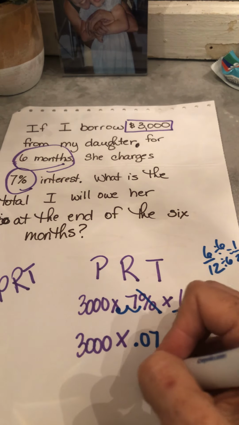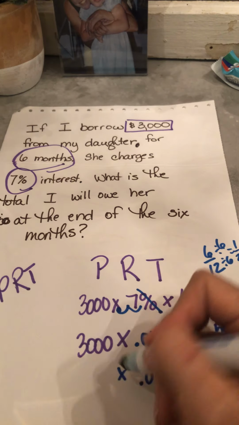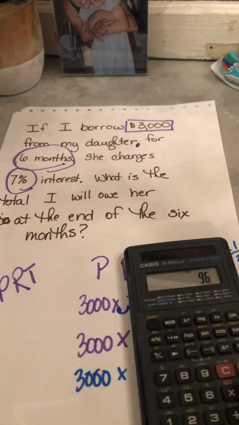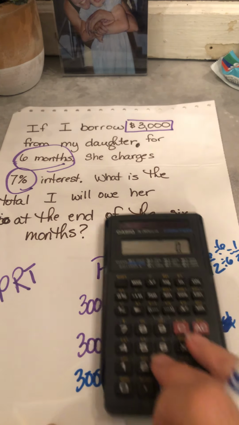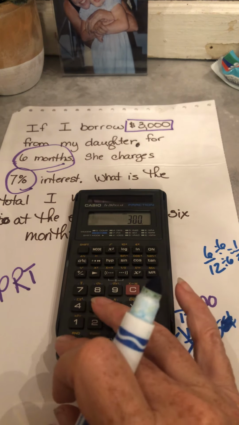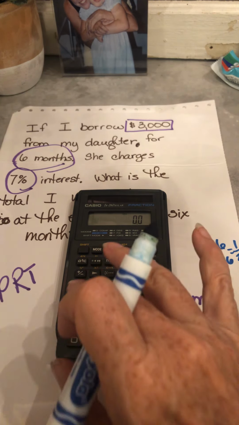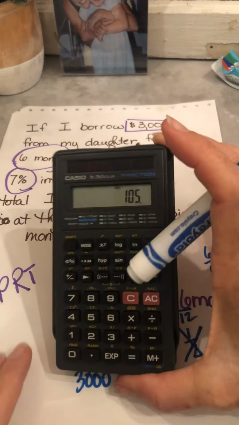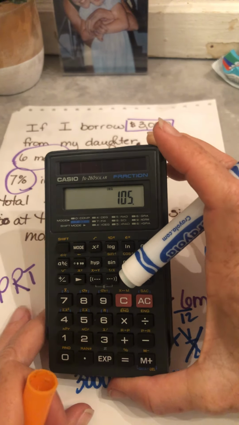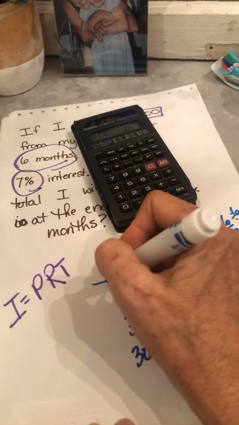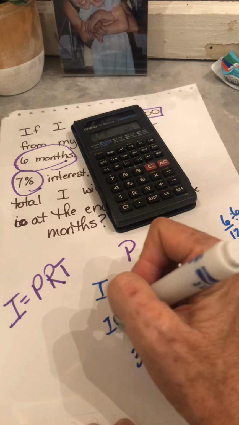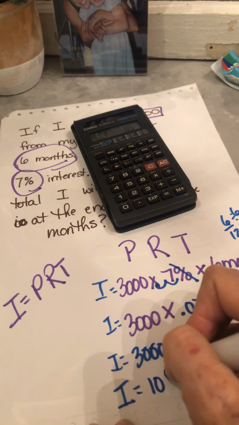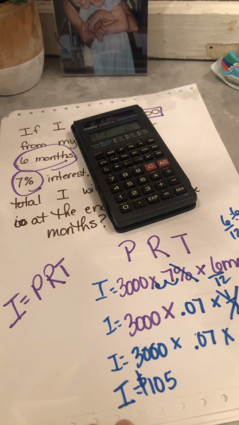So let's now go in our calculator and take the $3,000 principal, the amount that I'm going to borrow, times it by the 0.07, and times it by 0.5. When I do that, I get 105. So that's how much I'll pay in interest. Remember, all this equaled interest. So I'm actually going to owe my daughter $105 more for interest.